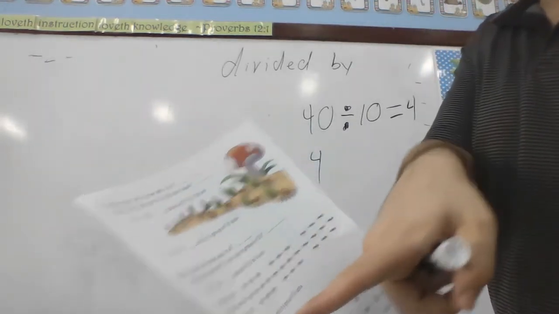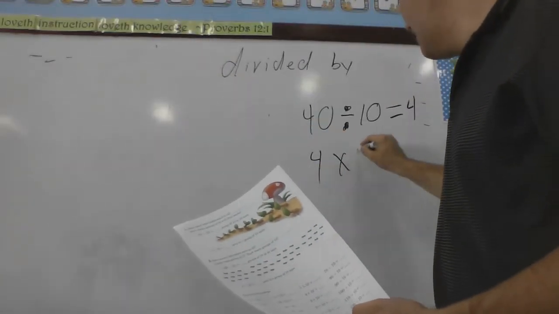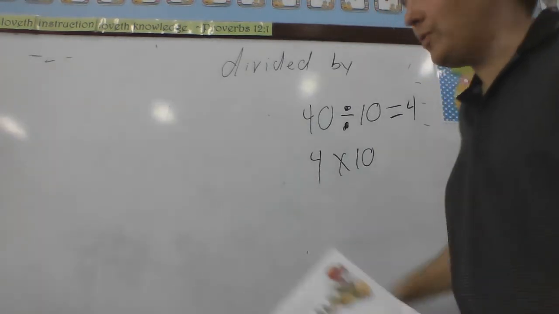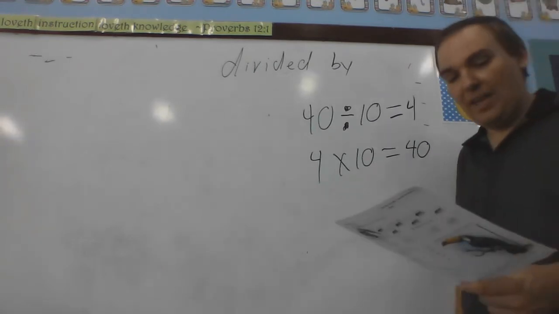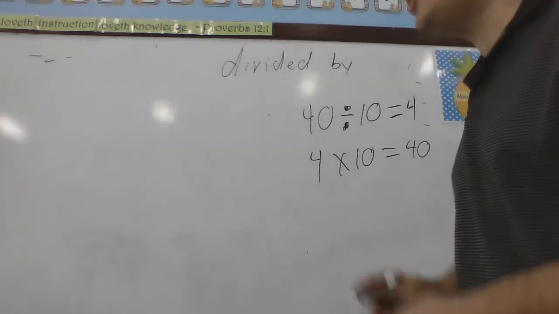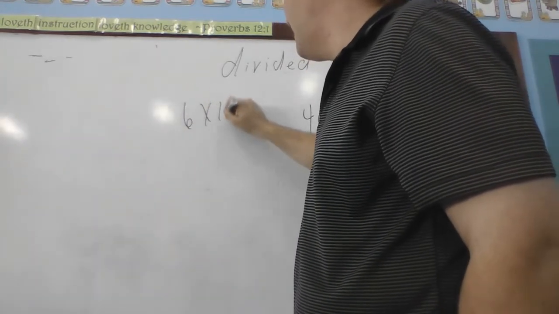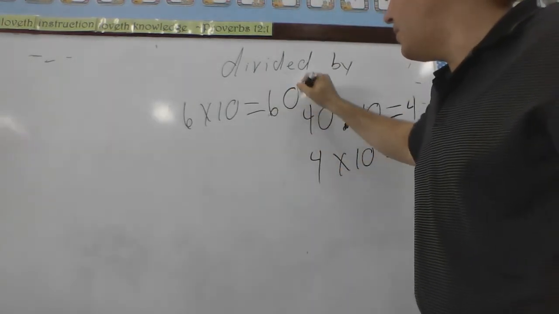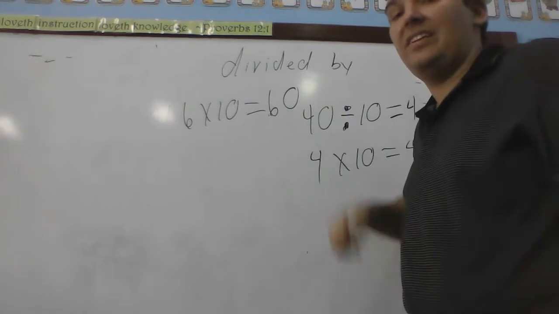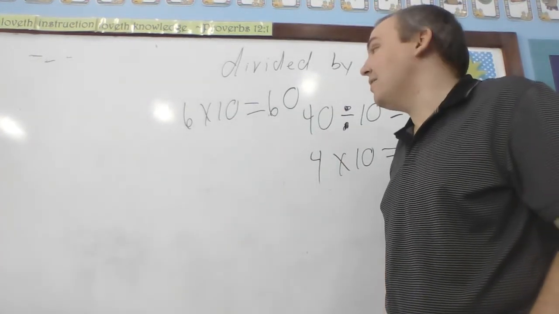And down here it says 4 times 10. If we have 4 groups, and I want to put 10 ants in each group, 4 times 10 is 40. Okay? When you are multiplying by 10, say 6 times 10, you know what to do? You put that 6 there, and you put a 0 at the end of it. 6 times 10 is 60. If you're dividing by 10, you just take that 0 off.